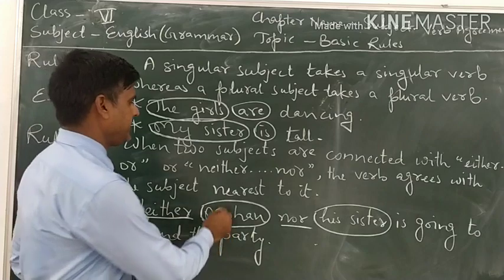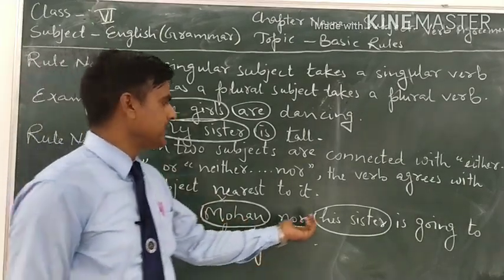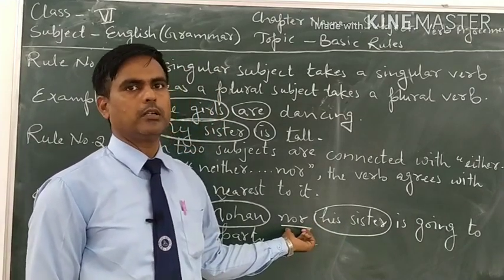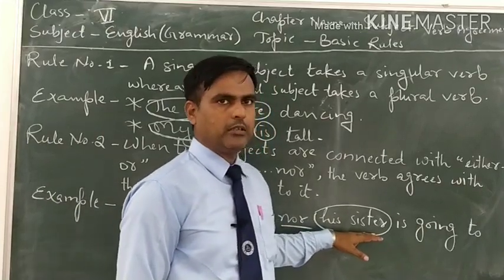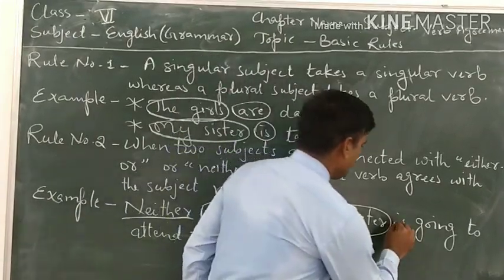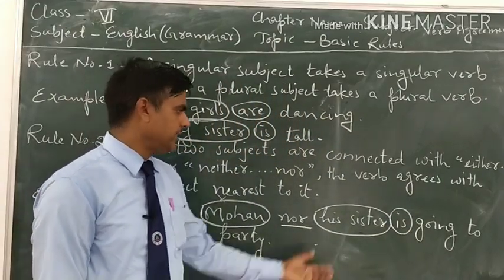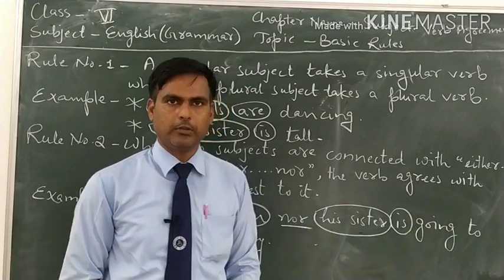We will leave this subject. We don't see this subject. We will see the subject which is nearest to this word, nor or or. This subject is singular. That's why we will use a singular verb. If this subject were plural, we will use a plural verb.